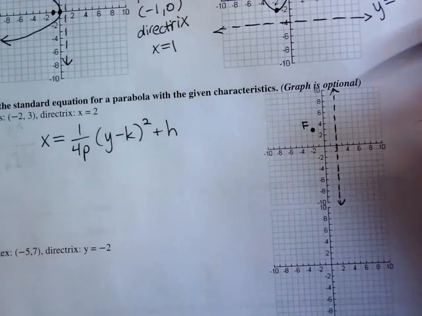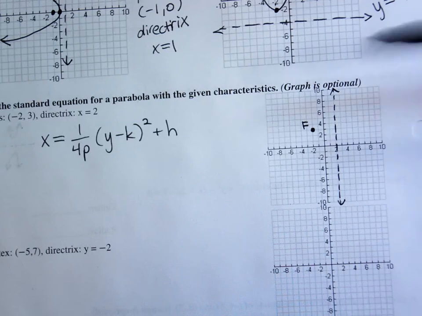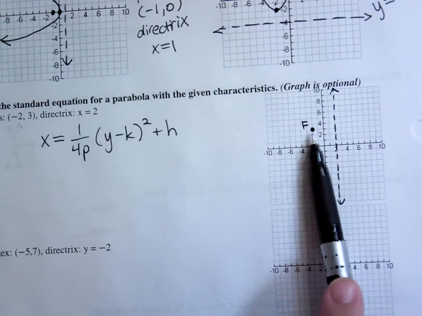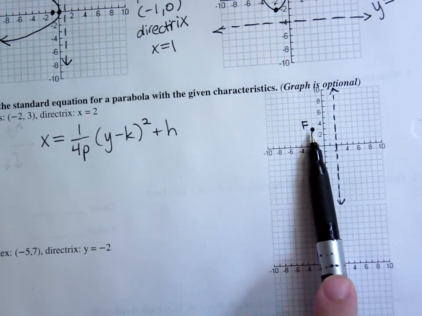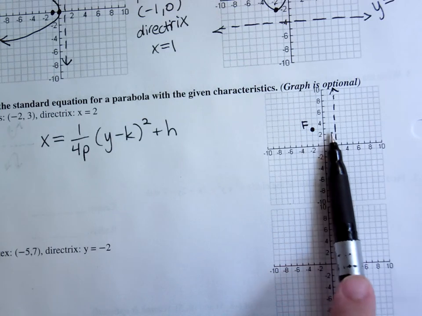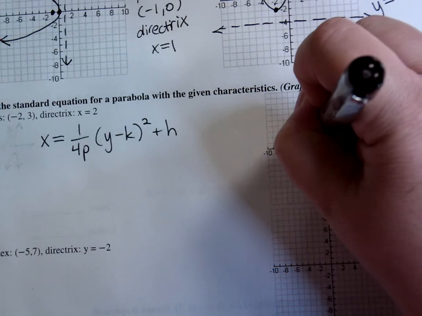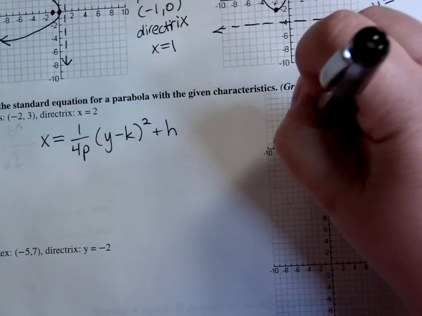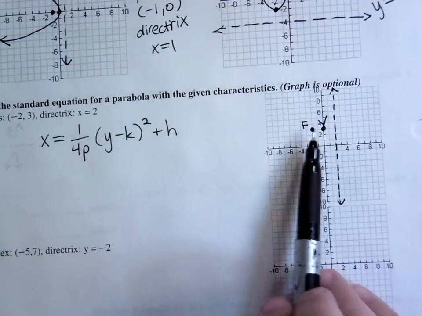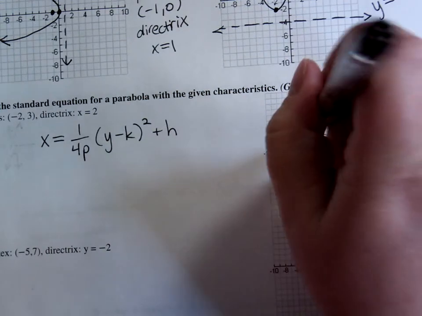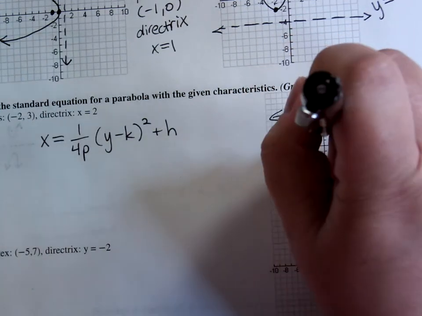Okay? The vertex is exactly in between, perfectly in the middle, between the focus and the directrix. So if this is at -2 and this is at +2, the vertex is going to be at 0, 3, because the focus is at -2, 3, the vertex is at 0, 3. So it's going to go something like this.